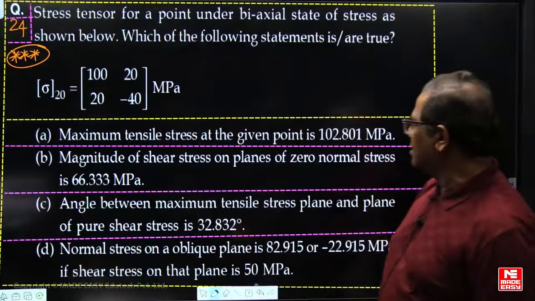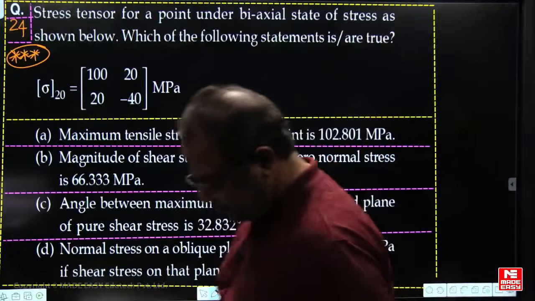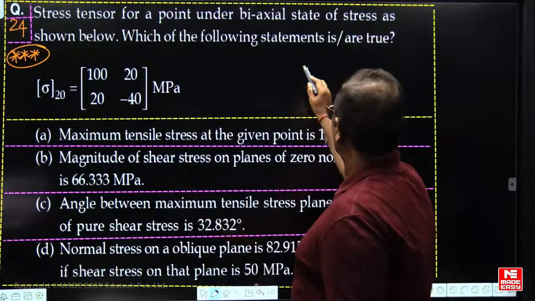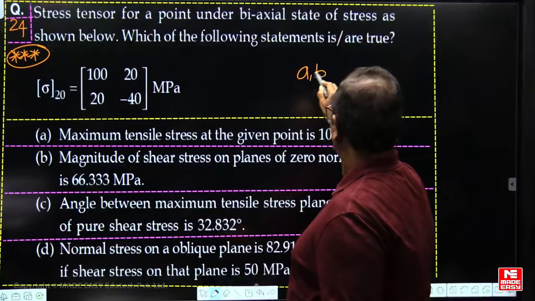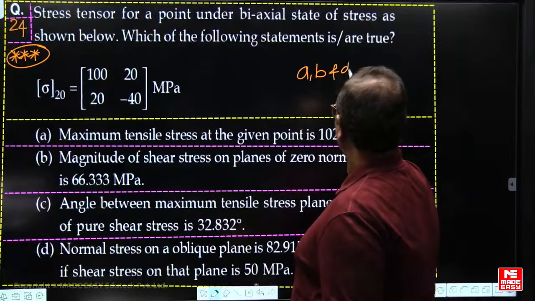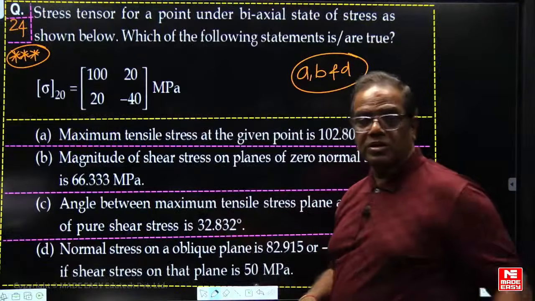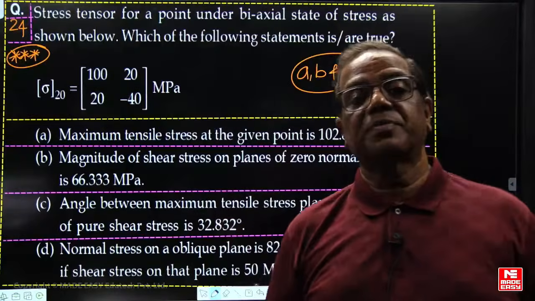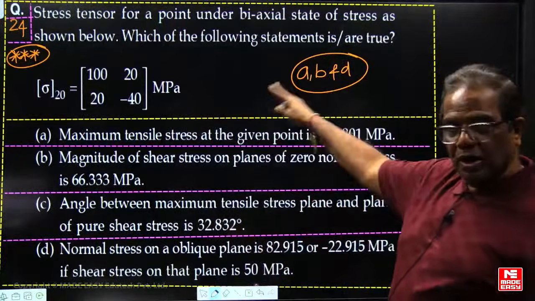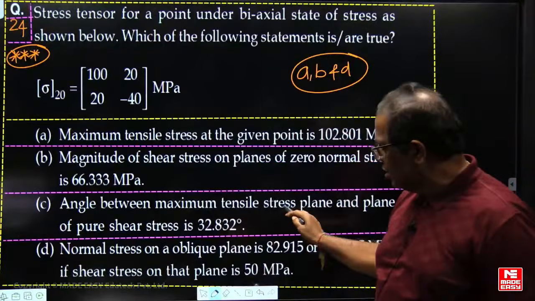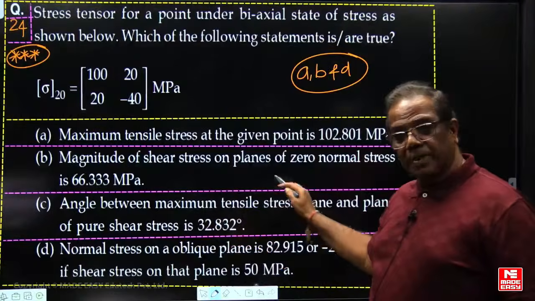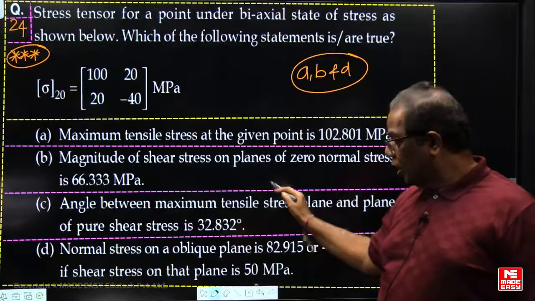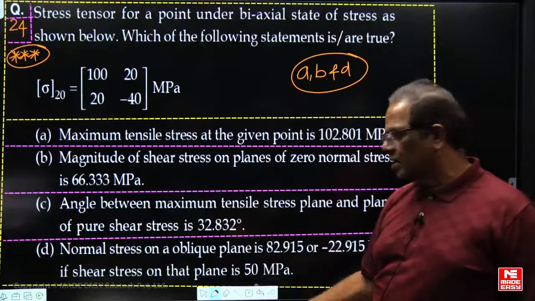For this question, answers are A, B, D. So most of the questions are taken MSQ so that all the concepts are included. This will include all the concepts now. Especially, most of the students will get option C wrong. They don't know how to calculate the C also. Answer no.